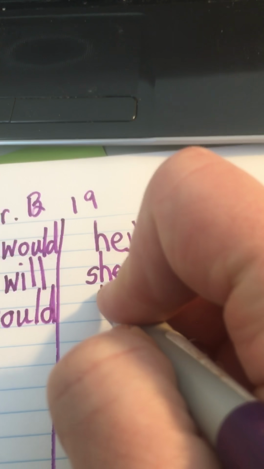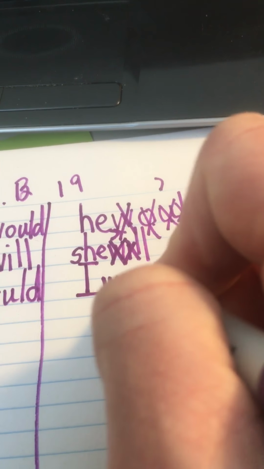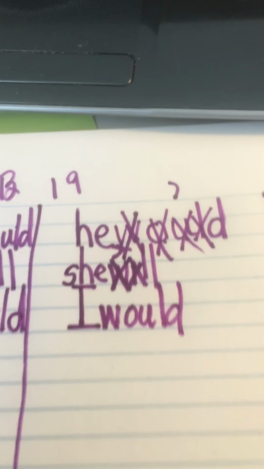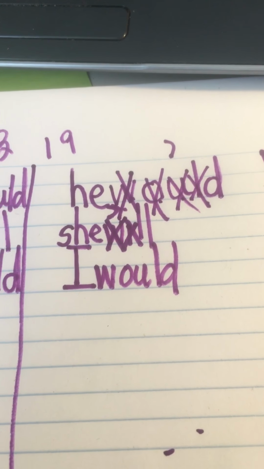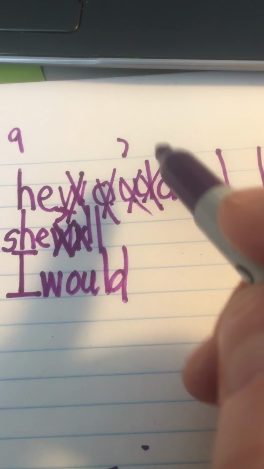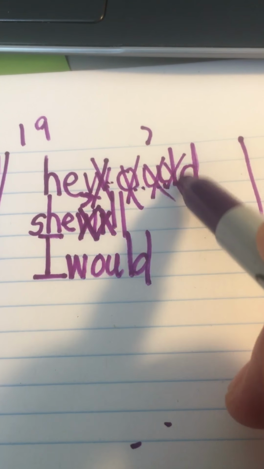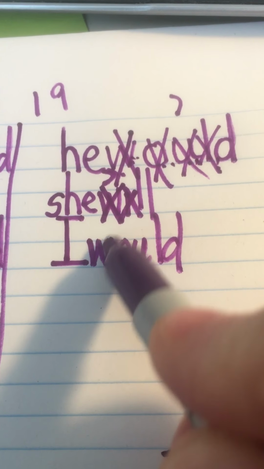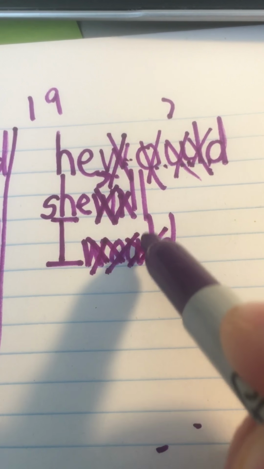Let's see, would you write this? The robot word is I would. You say that? I would. Okay, now look up here. In the first contraction with would, we got rid of the W, the O, the U, and the L. So what are we going to get rid of here? The W, the O, the U, the L.